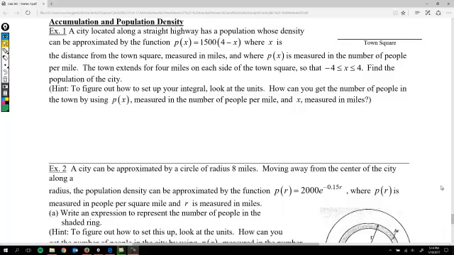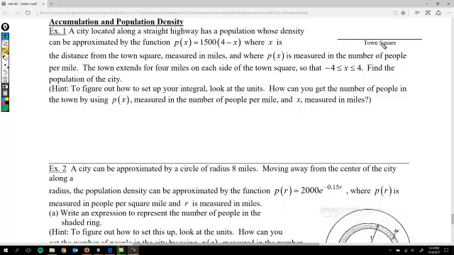Hi everyone, we are talking about accumulation, and we're going to use what we've learned about volume so far to actually solve some application problems. First one, we have a city, and we're given a population density function, which is given right here. The town extends for 4 miles on each side of the town square. It wants us to find the actual population.